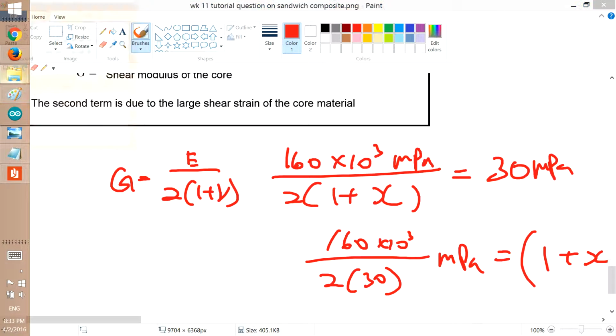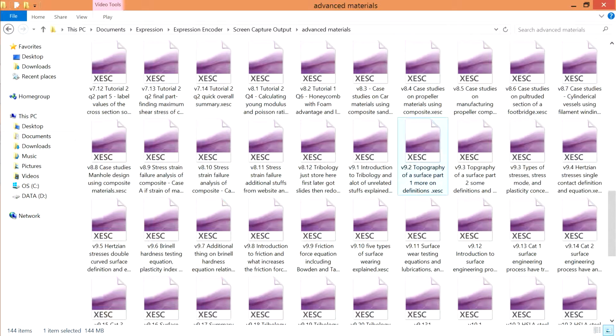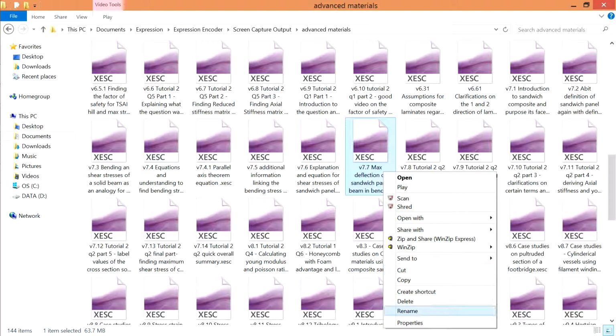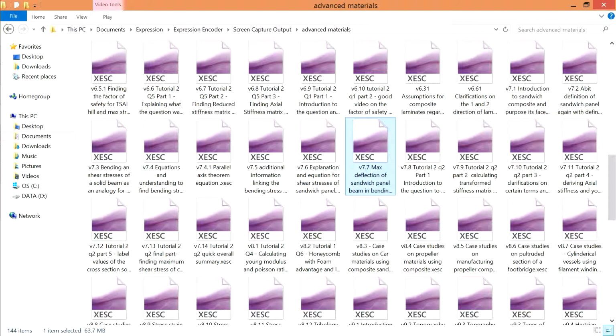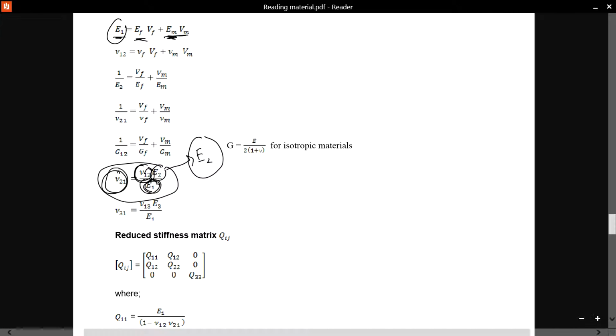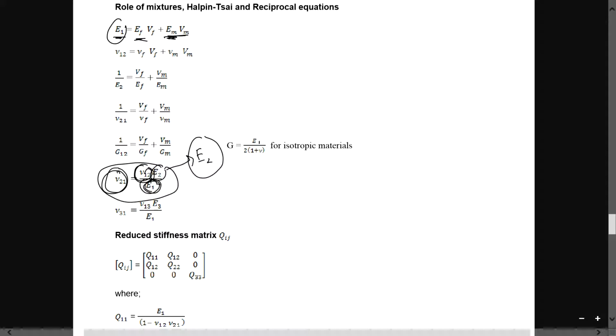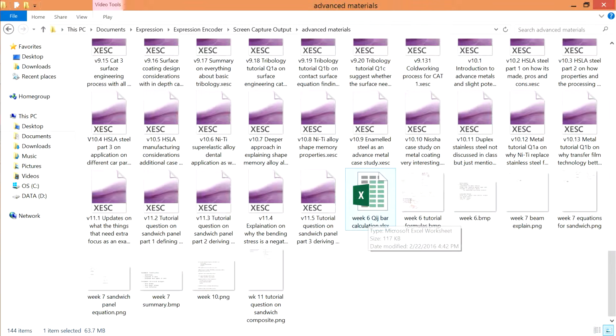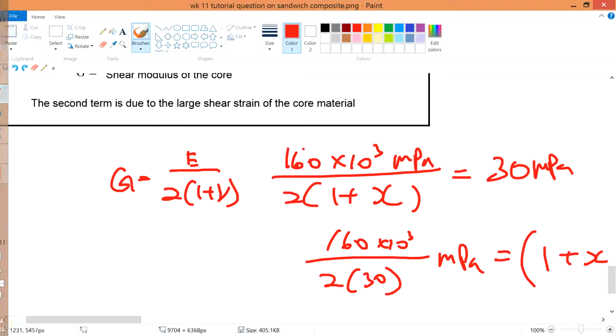But there is another way of finding your shear modulus, and this way is coming from, sorry, in fact, I don't know where it is. I think it's at part 7.7, the maximum deflection of sandwich panel beam in bending. I can't find the G explanation, but I want to highlight that if it's E1, then it's Poisson ratio 2:1. If it's E2, then it's Poisson ratio 1:2. Things like that. I don't know where I explained that, I forgot, but it's something for you to take note of.